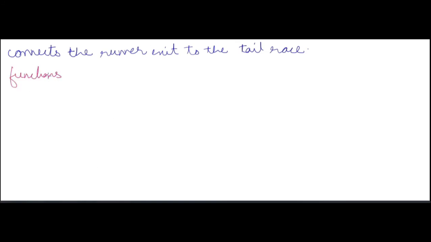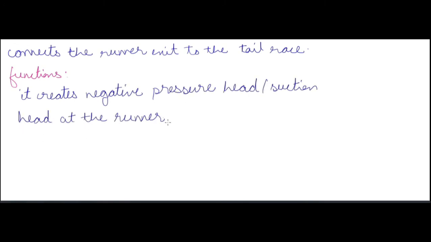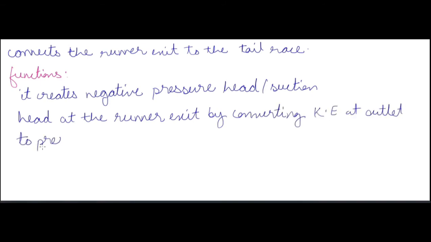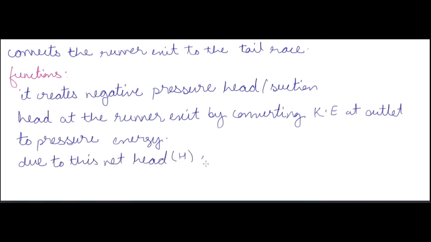So it connects the runner exit to the tail race. It creates a negative pressure head or suction head at the runner exit by converting kinetic energy at the outlet to pressure energy. Due to this, net head increases, power increases, and efficiency increases.